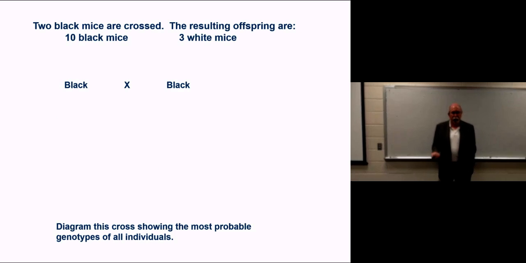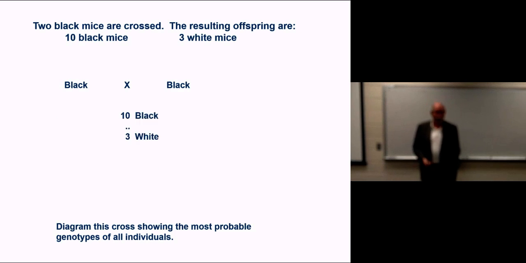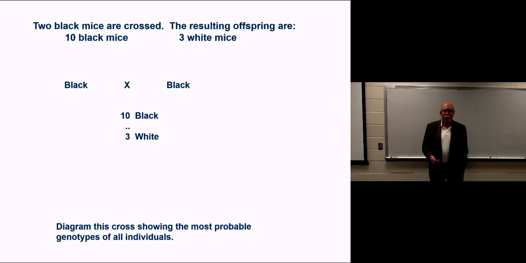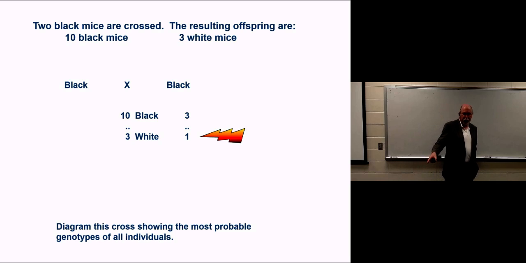Diagram this cross. What do we have? We have 2 black mice, and we produce 10 to 3 of these black to white. Okay, that's a 3 to 1 ratio. That's the way I would work this. Look on your sheet right now. That ratio tells you everything that you need to know.